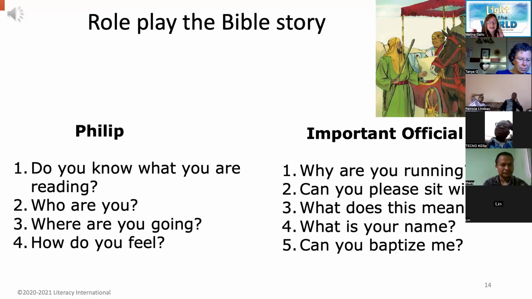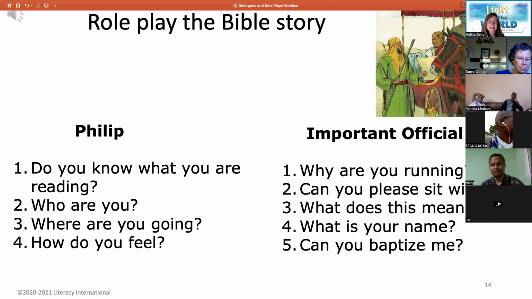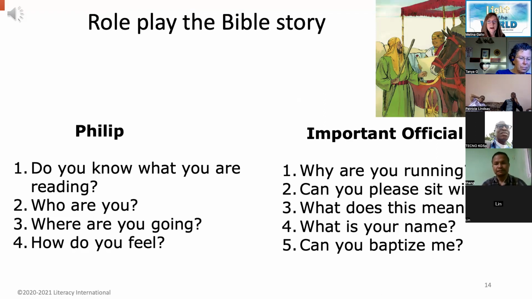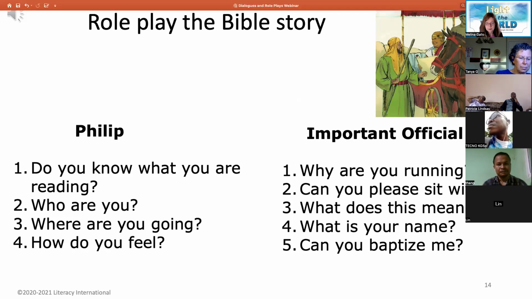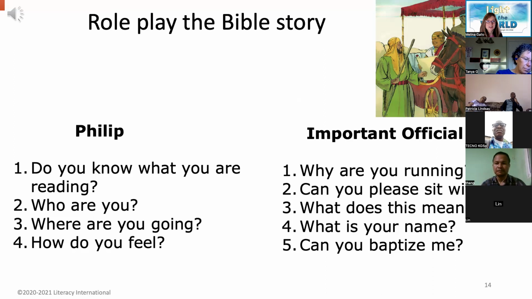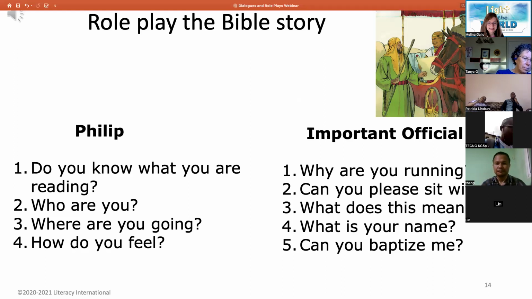And so we can fill in the blanks for some of those things and then give them those different roles and have them play it out. So this works well for a lot of Bible stories where we can have them acted out, have them really get into the situation and imagine what it was like and what they might say.